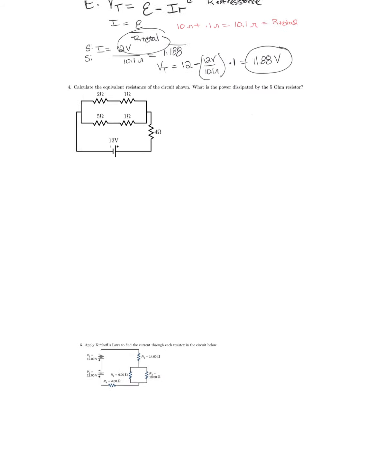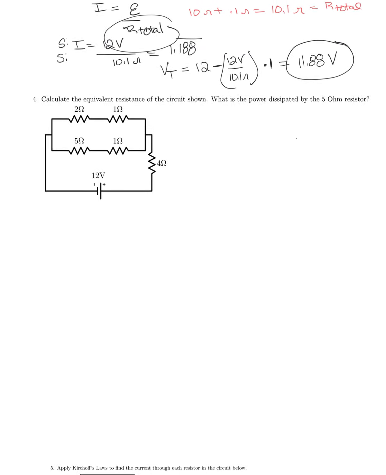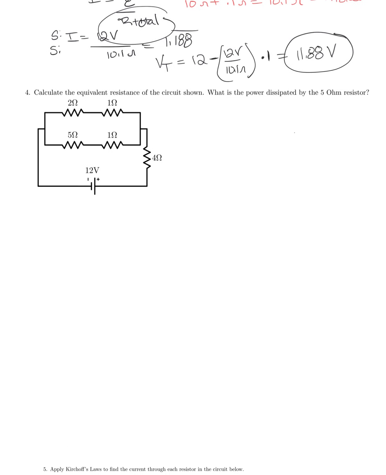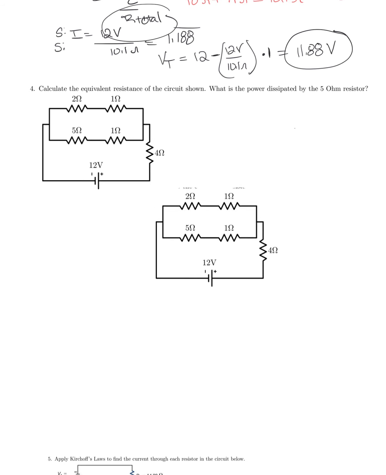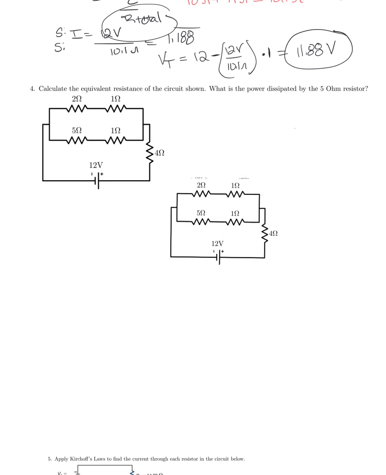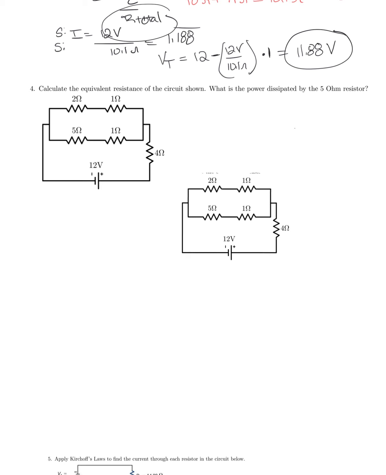All right, so let's look at this next one. It says, calculate the equivalent resistance of the circuit shown. And what is the power dissipated by the 5 ohm resistor? All right, well, we're going to work this like we did our capacitance problem, and we're going to redraw our circuit, which iPad makes super doable.